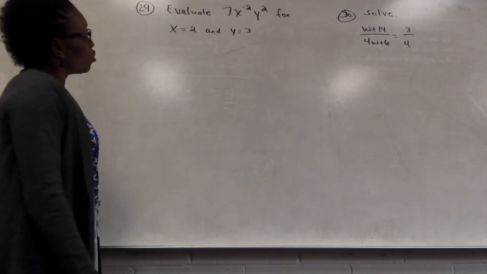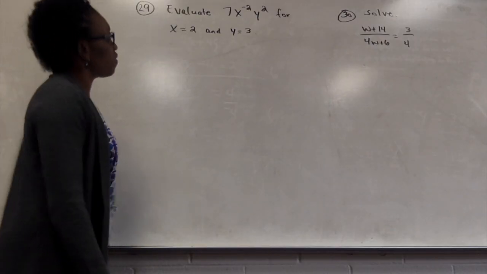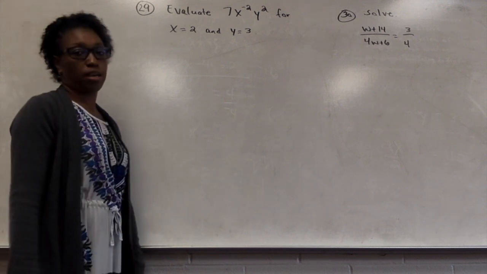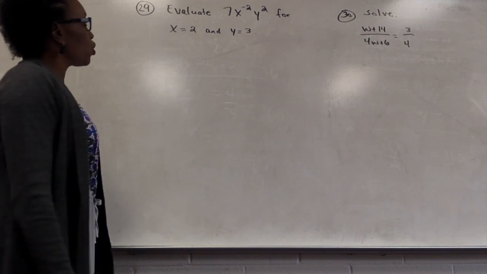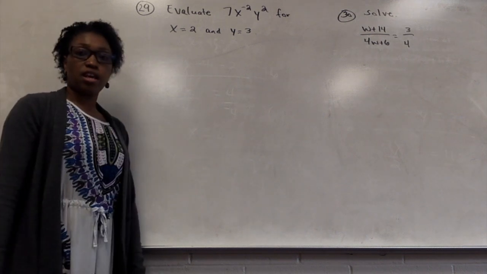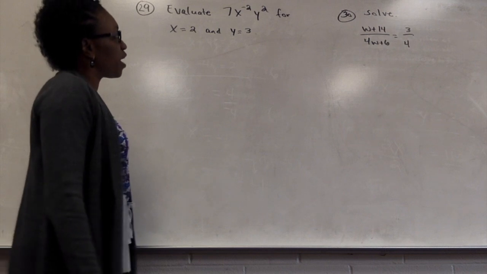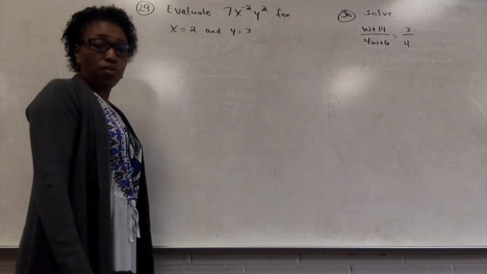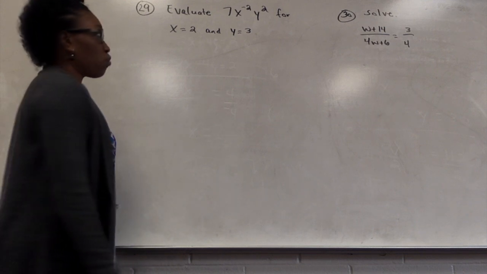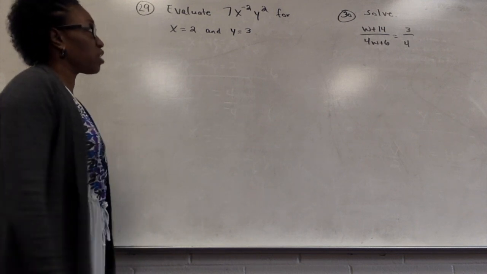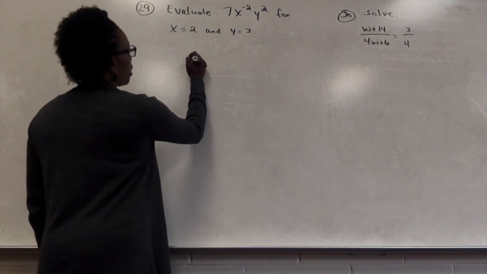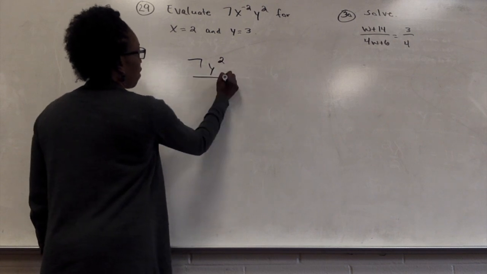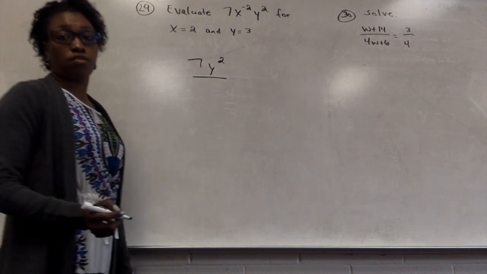In this problem, we are going to evaluate the expression 7x to the negative 2 power times y to the second power, for x equal to 2 and y equal to 3. Now the first thing I'm going to do on this problem, I notice I have a negative exponent, and you cannot solve an expression that has a negative exponent when you're trying to take a number to that exponent. So the first thing I'm going to do is keep my y to the second with my 7 in the numerator because it has a positive exponent.